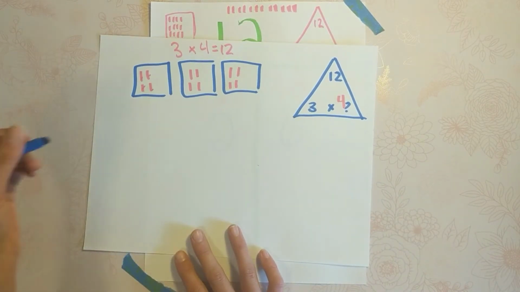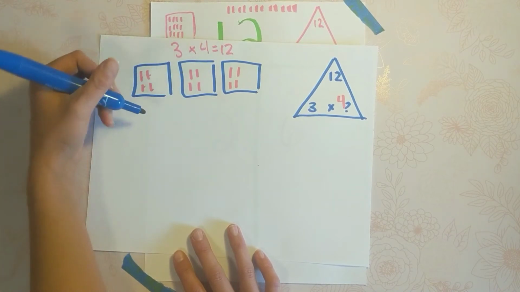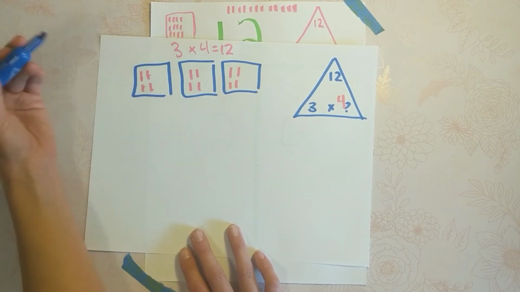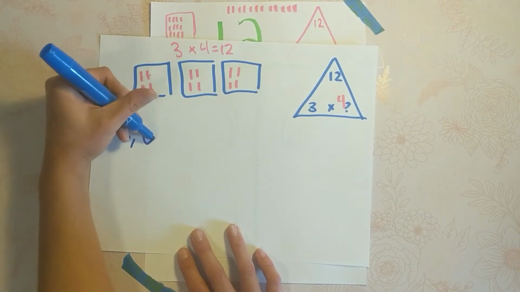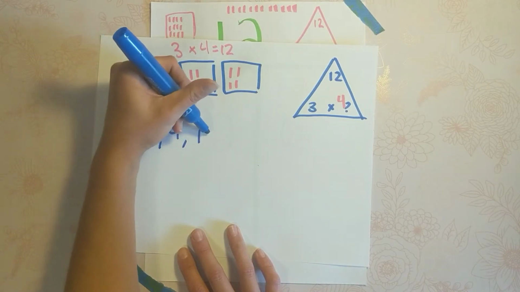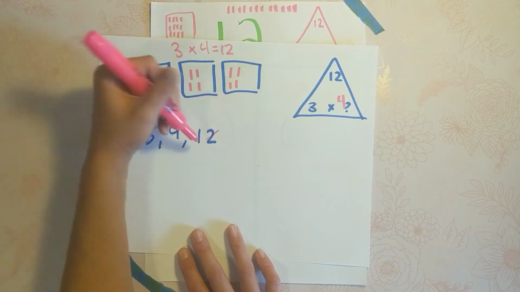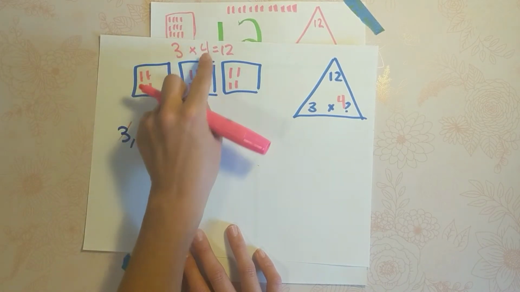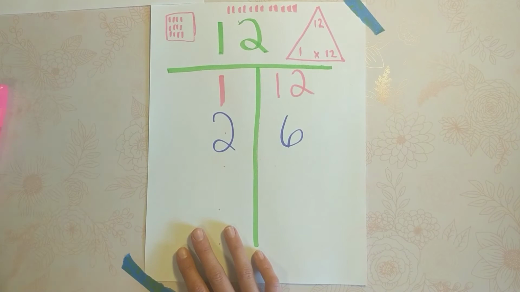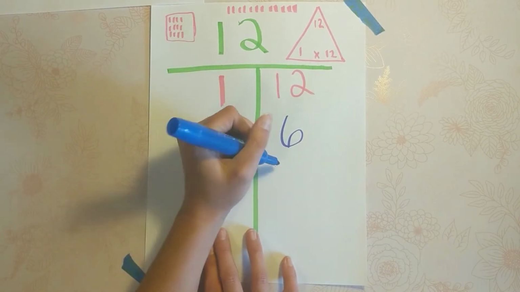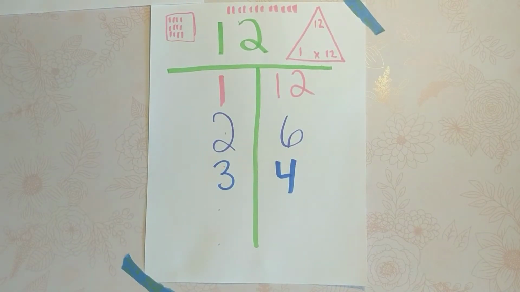Which means 3 and 4 are factors of 12. Another way to do that would have been to skip count your 3's, see if you hit 12, and then how many times did you have to skip count to get there. 3, 6, 9, 12. So 3, skip counted 1, 2, 3, 4 times was 12, therefore 3 times 4 is 12. So we'll write 3 and 4.